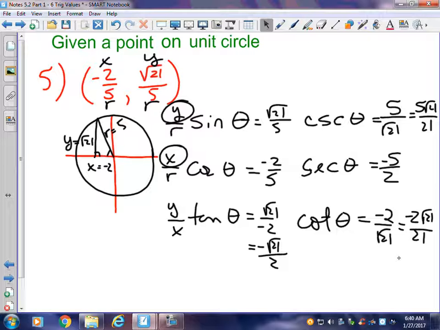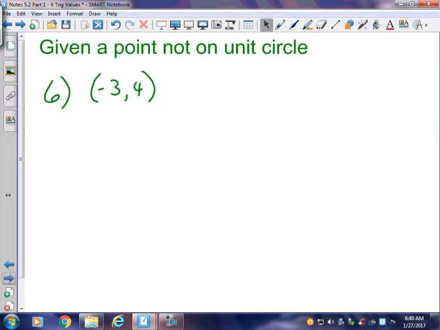So see how that works for you in terms of rationalizing. But if you need to write those radicals on there, write them on there. I'm hoping that that will eventually come to be something you can do in your head, though. All right, our last point.